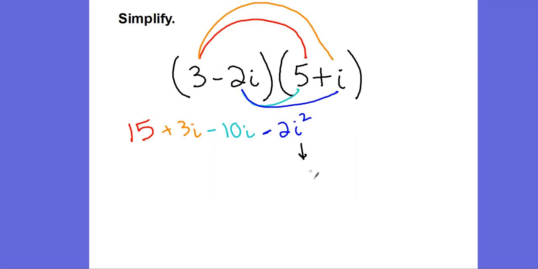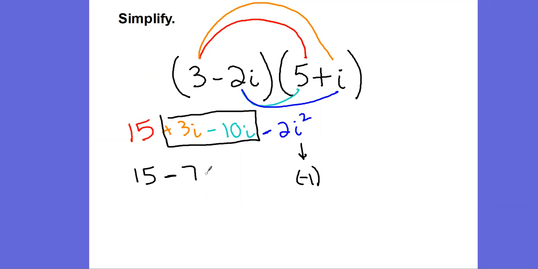Let's make that substitution. I don't want to forget about that. i squared is the same thing as negative 1, so that's just going to turn into a negative 1. And let's rewrite the rest of this stuff. I have 15. These are like terms right here, positive 3i minus 10i. We have 7 more negatives in this situation, so this is going to be minus 7i. Minus, and then you have that 2 times negative 1. Well, 2 times negative 1, that's just negative 2.